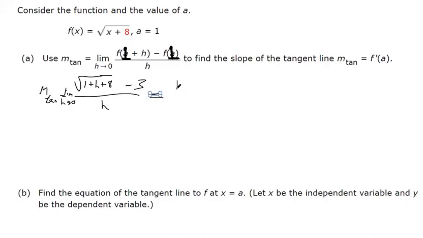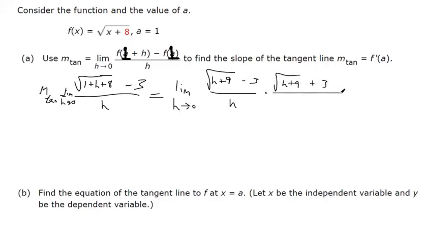But one of our algebra tricks we have in our tool belt is to multiply by the conjugate. And the numerator simplifies to be the square root of h plus 9 minus 3 over h. So I'm going to multiply this entire fraction by the square root of h plus 9 plus 3 over the same thing. Got to multiply it by 1, so it's got to be the same on top as on bottom, or else we're not talking about the same expression. And look, the sign is different.